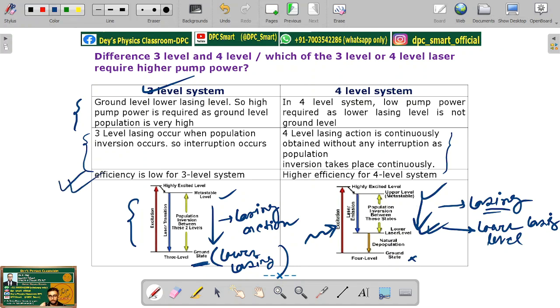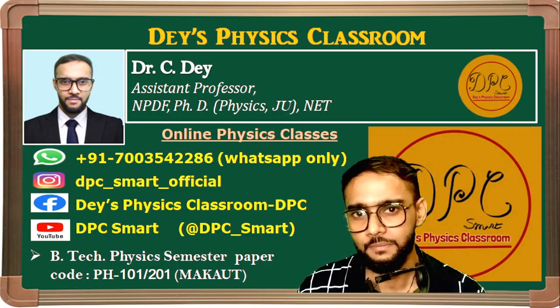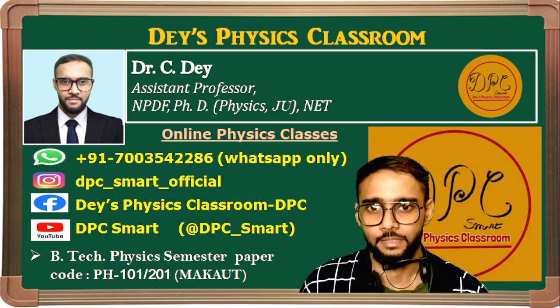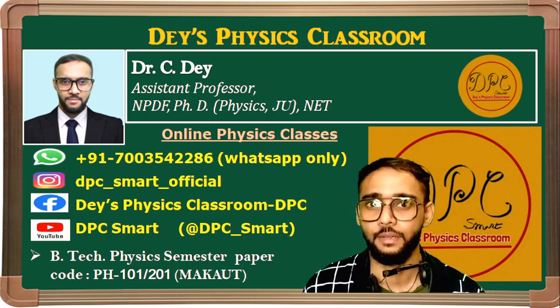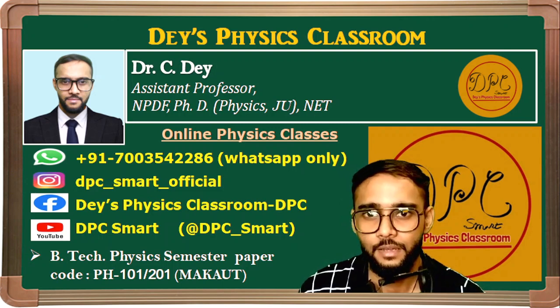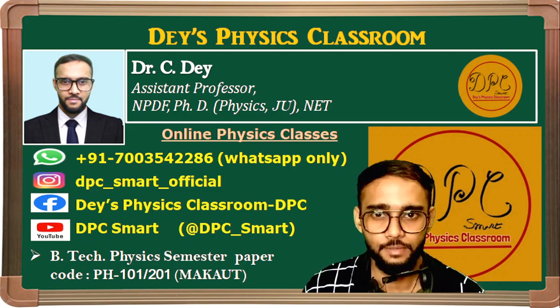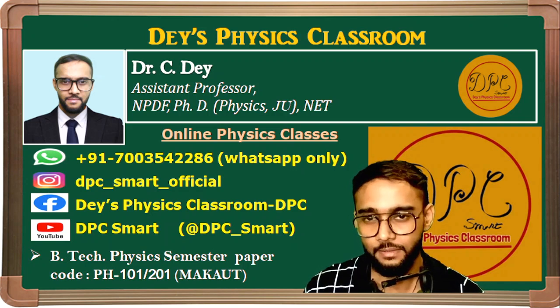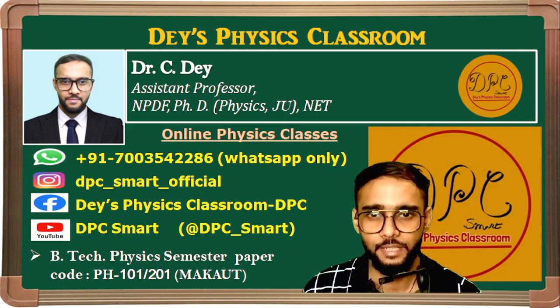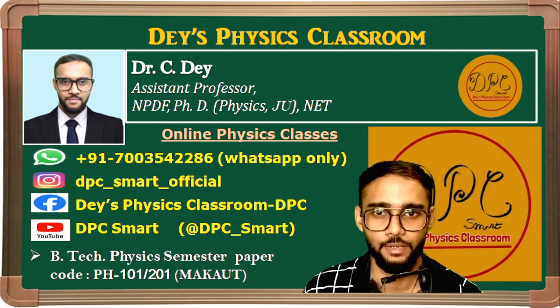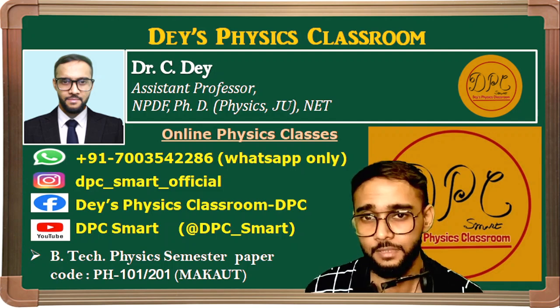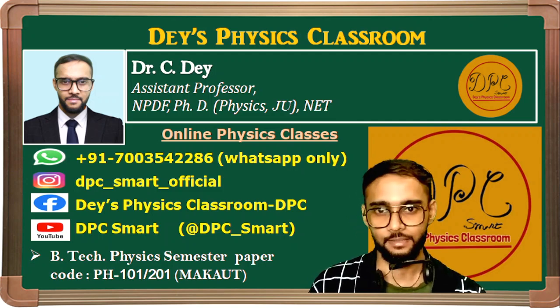The efficiency of the 3 level system is very much low compared to the 4 level system. So these are the differences between the 3 level and 4 level lasing system. Sometimes a question comes as a straight question: write down the differences between 3 level and 4 level laser. Or another way the question may come: which one of the 3 level and 4 level laser systems is more efficient, or in which case of laser between 3 level and 4 level is high pump power required. All can be answered from these differences between 3 level and 4 level laser systems.